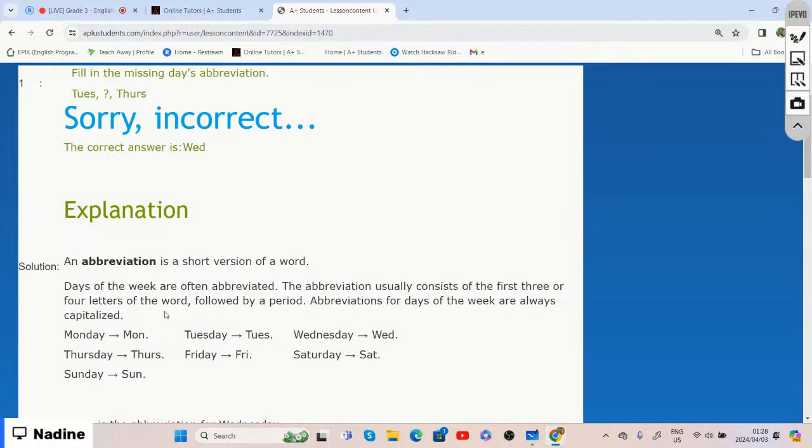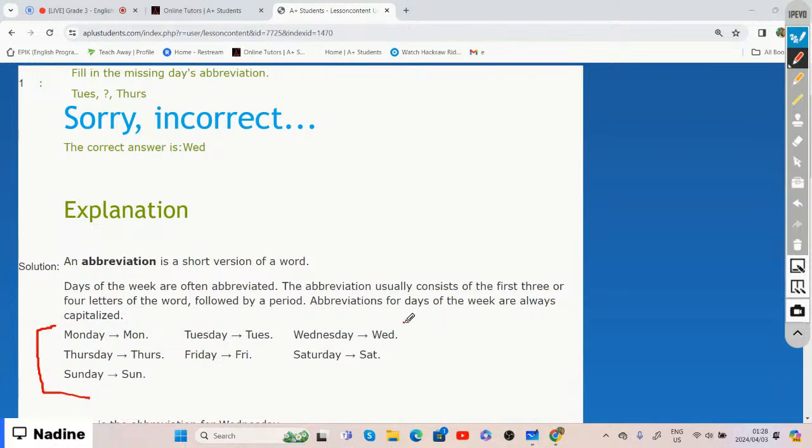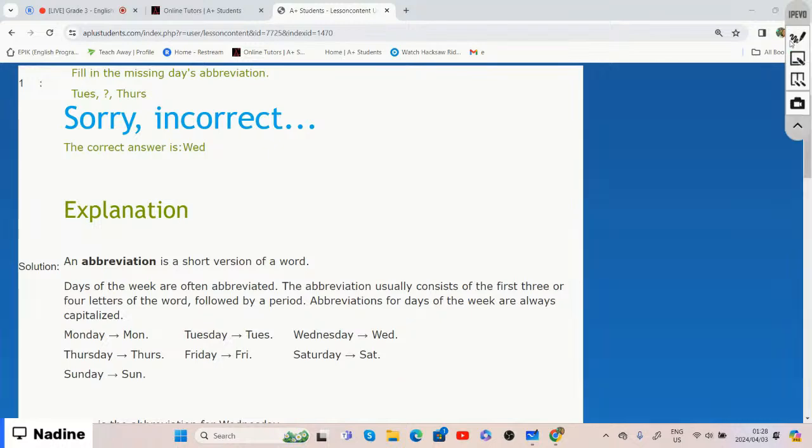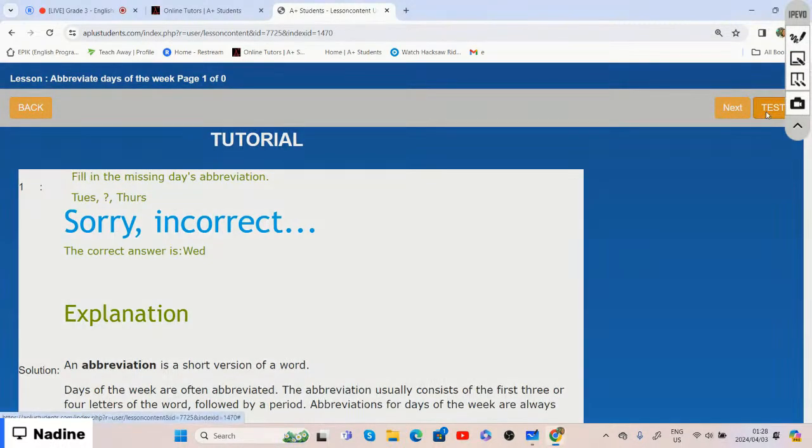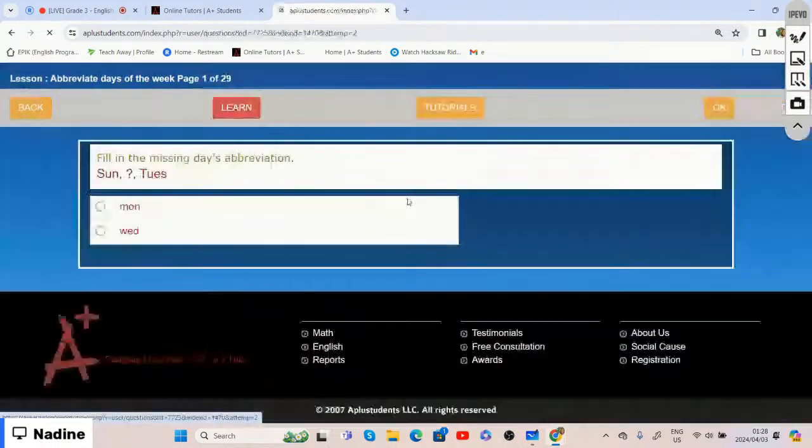Right? And when we abbreviate the days of the week, it's always capitalized. Abbreviations of the days of the week are always capitalized. And here we have the days of the week as well as the abbreviations. All right, so we're going to begin our test where we are going to abbreviate the days of the week.